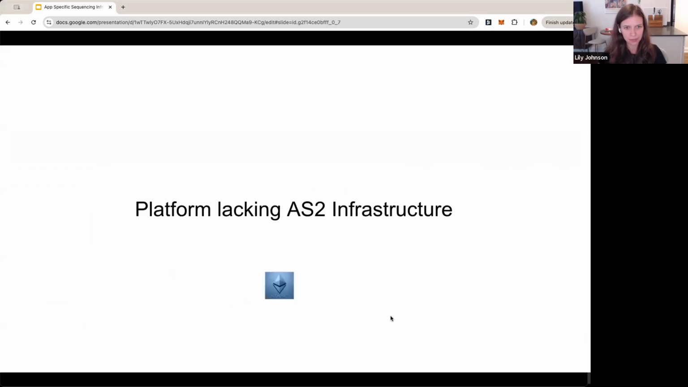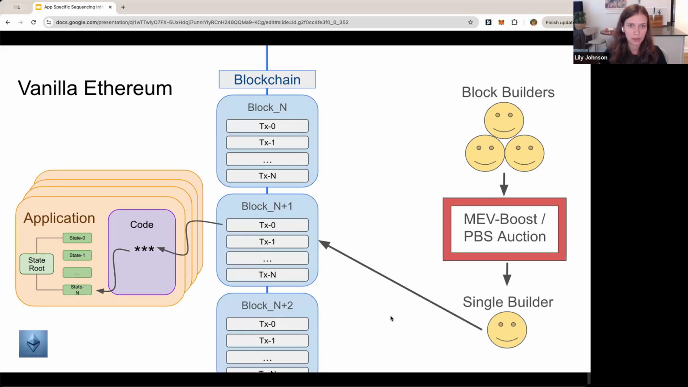So the first infrastructure we're going to look at is actually a platform that lacks any application-specific sequencing infrastructure natively. We're going to look at vanilla Ethereum, and we're just going to be looking at this as a comparison point for our other architectures. For every architecture we're going to go over, I'm going to show a slide that is a generalized example of how the blocks are produced.